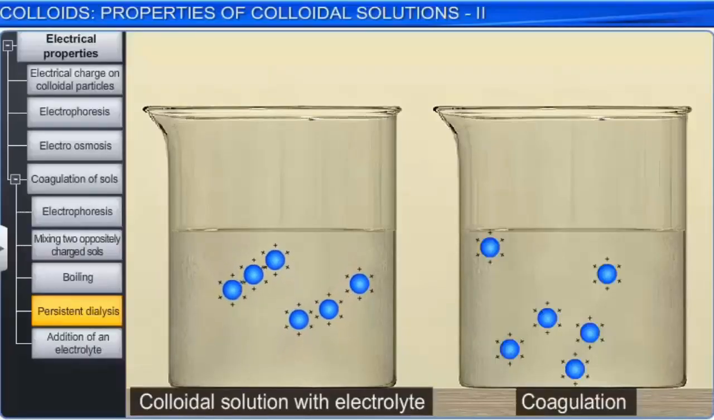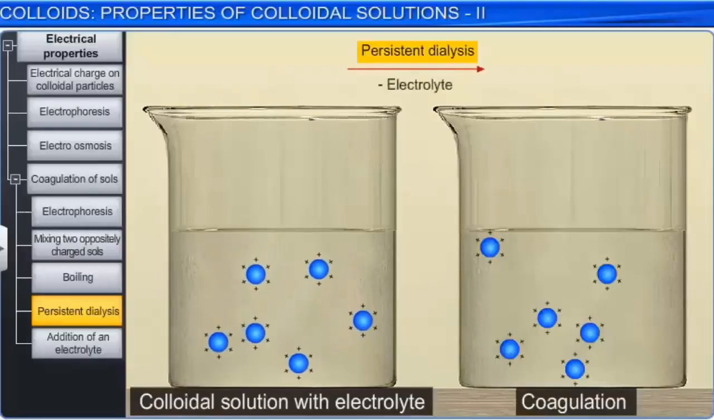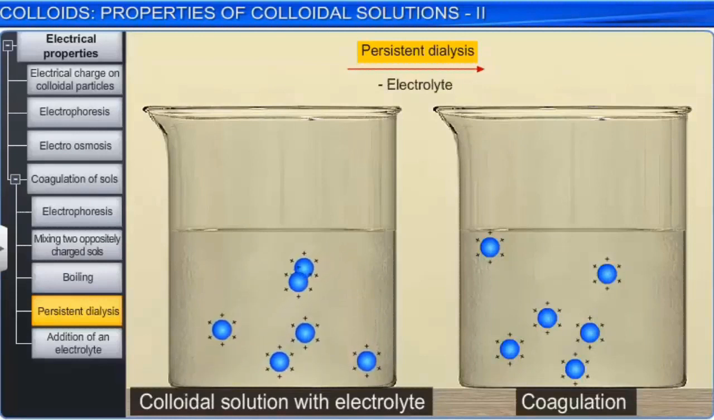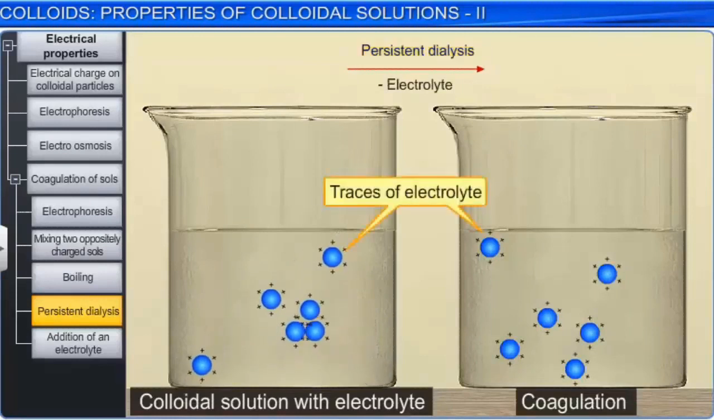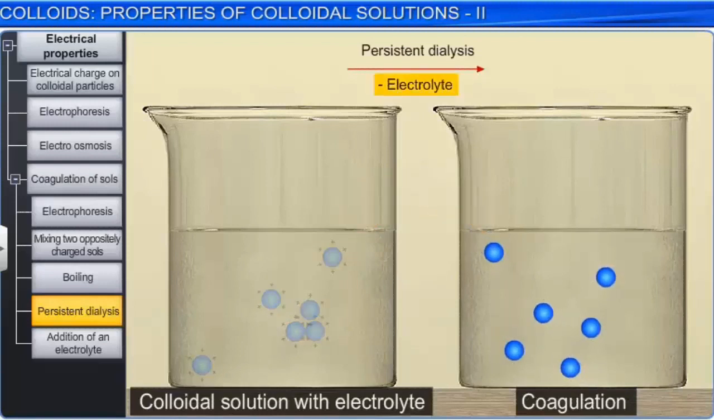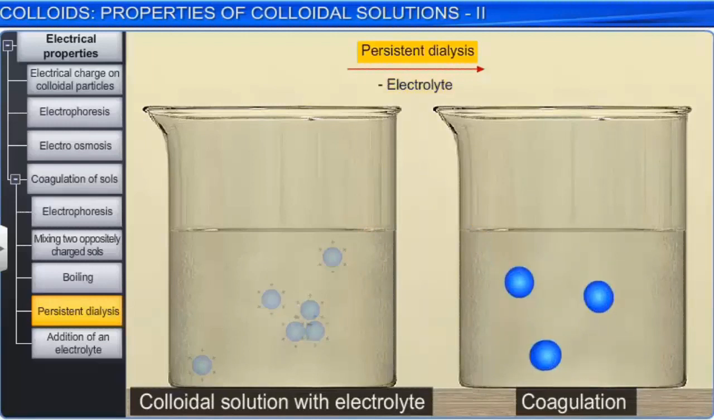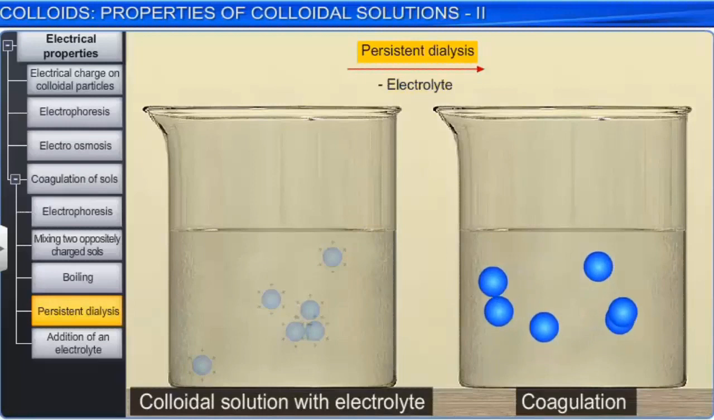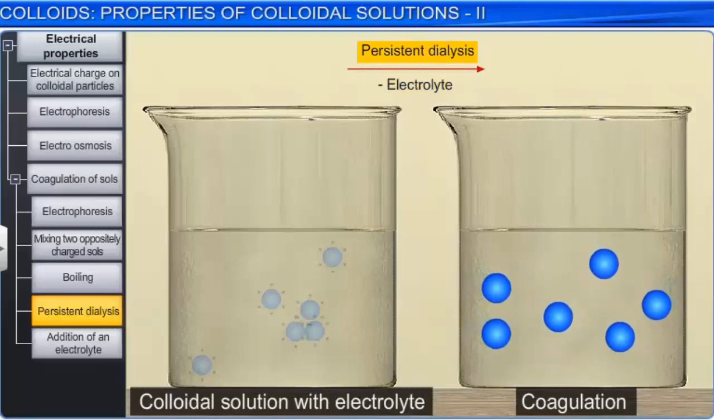The coagulation of a sol can also be brought about by persistent dialysis. You already know that traces of electrolytes are essential for the stability of colloids, since they get adsorbed on the surface of colloidal particles by giving them charge. If the electrolyte is removed completely by persistent dialysis, then the colloidal solution would become unstable and undergo coagulation.